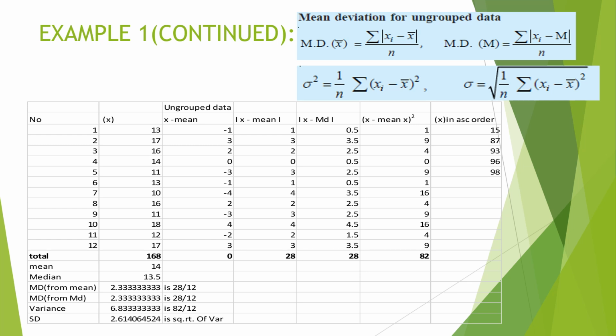So put it in the formula of variance. It is 82 upon n, 82 upon 12, which is 6.833. Standard deviation is nothing but the square root of variance. So the square root of 6.833 is 2.614. So what are your answers? Mean deviation from mean is 2.33, mean deviation from median is 2.33, variance is 6.83 and standard deviation is 2.614.